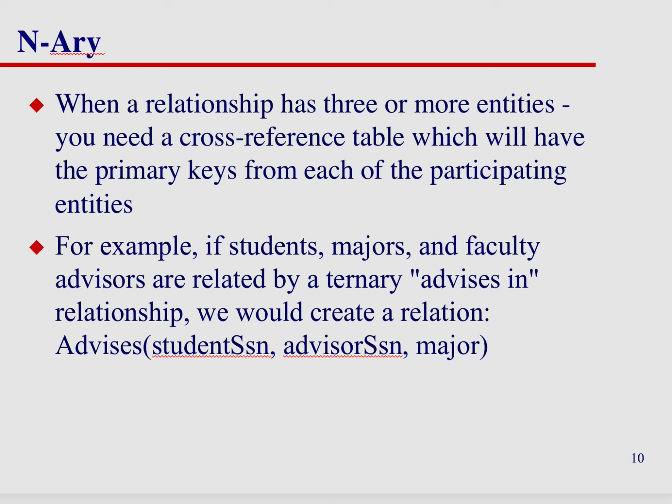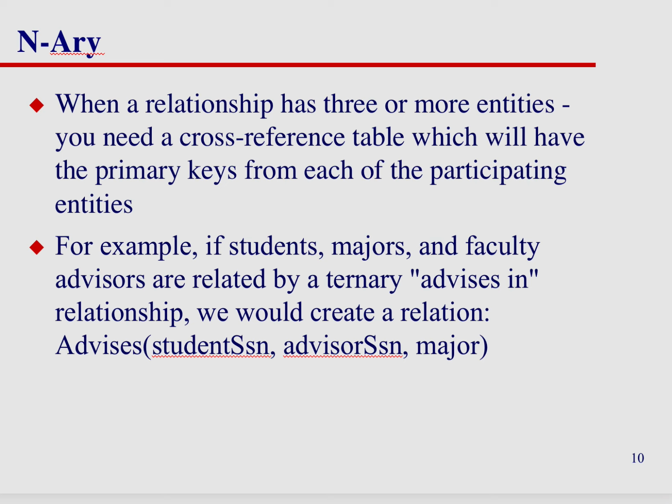N-ary. So we spoke about ternary and even more. So let's say you had a ternary relationship. What do you do? So here you have no choice. You don't get all these choices. You have to make another table. The relationship's going to become a table. It's going to get the primary key from each of those three in there.